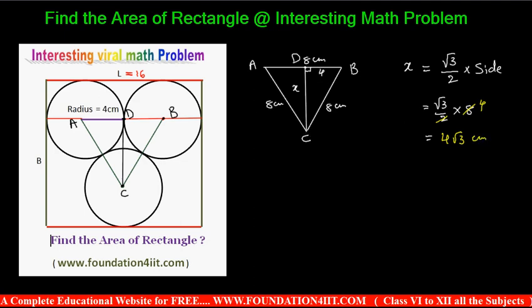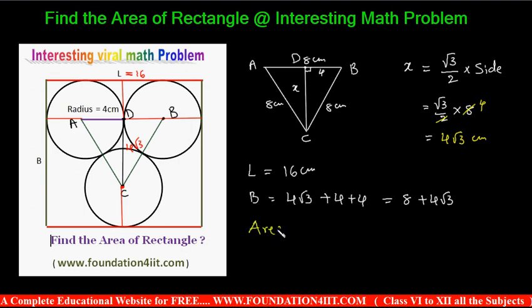So this is 4 root 3. And from C to the next is again 4 centimeters, and this above is also 4 centimeters, right? Then we can find the breadth. One side length is 16 centimeters, and the breadth equals 4 root 3, plus the top 4 centimeters and the bottom 4 centimeters. So plus 4 and plus 4, that is 8 plus 4 root 3. Yes, we have the length and breadth, so we can find the area.